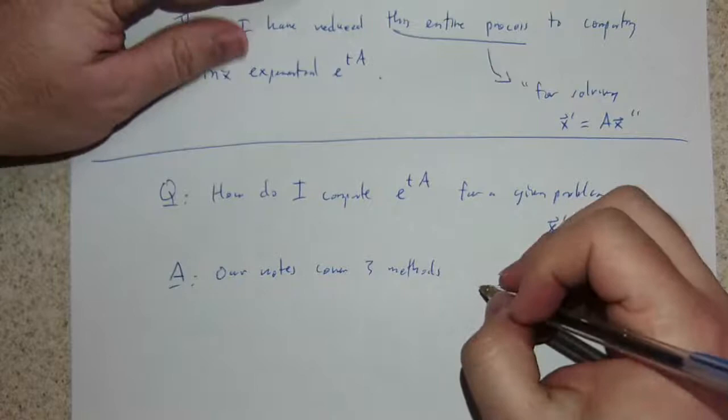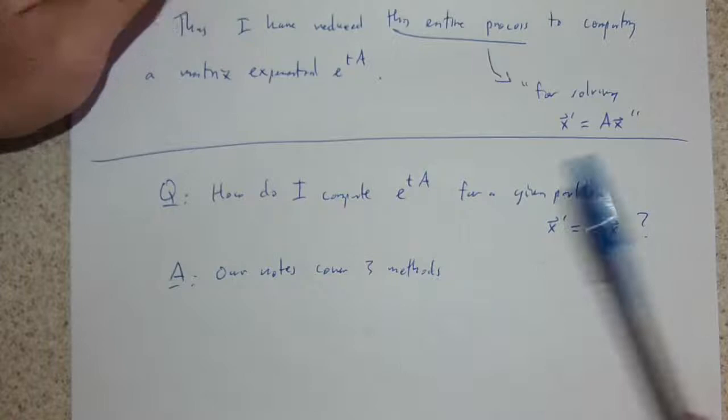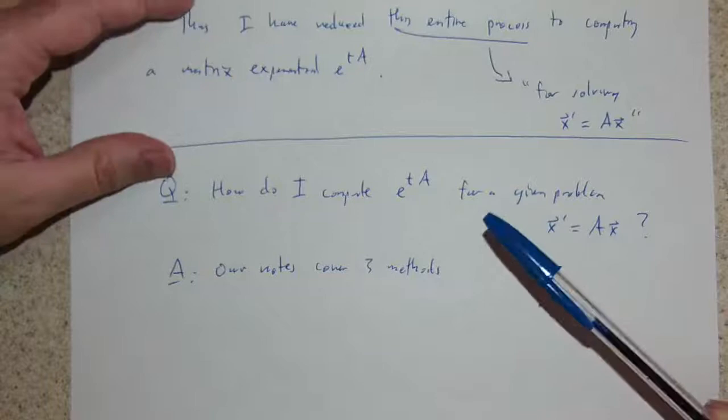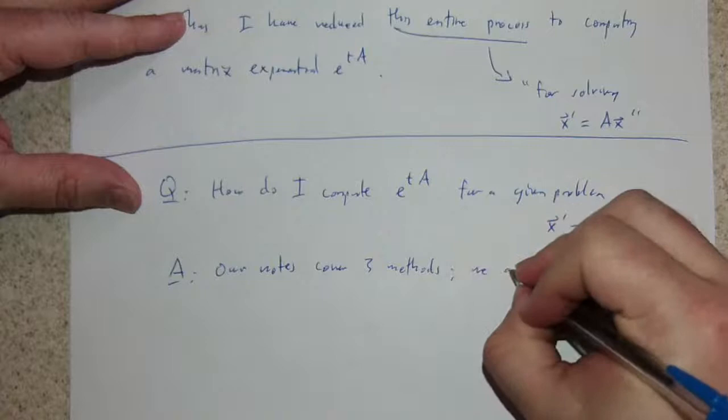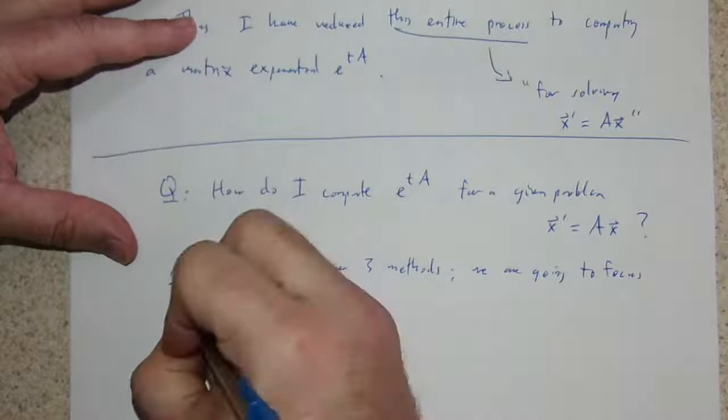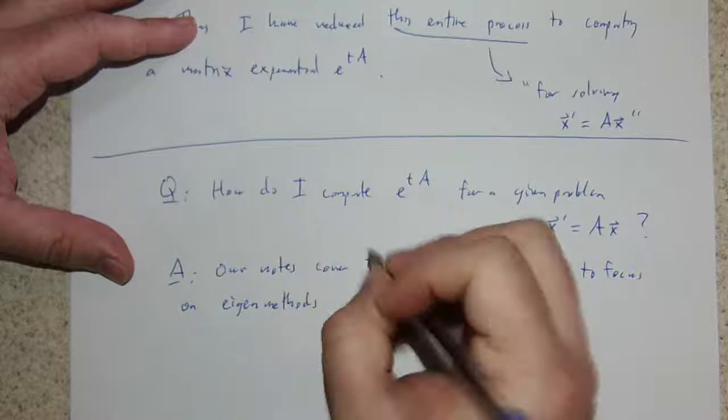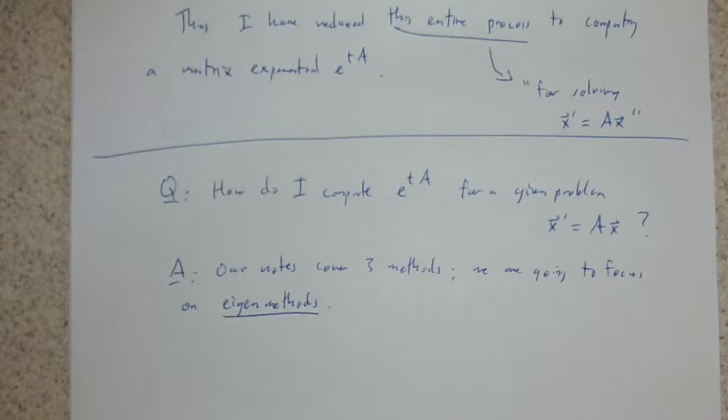So the methods for computing a natural fundamental solution set: there's the Green's function method, and there's the eigenmethods. We are going to focus on eigenmethods.